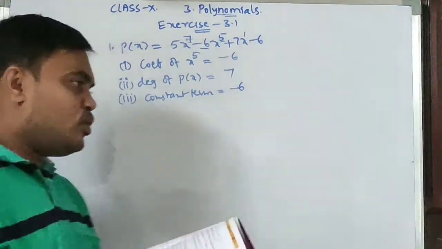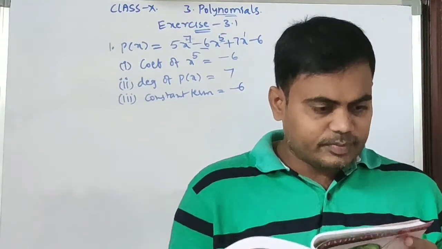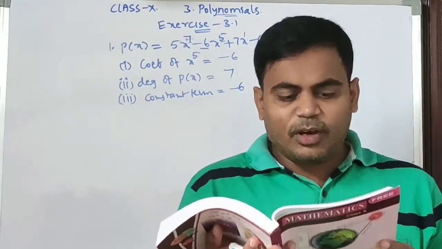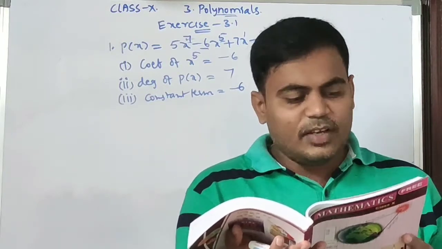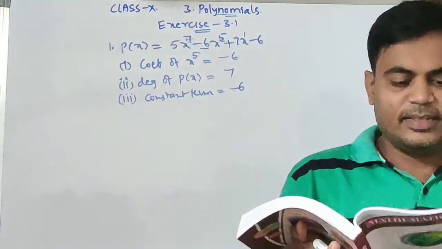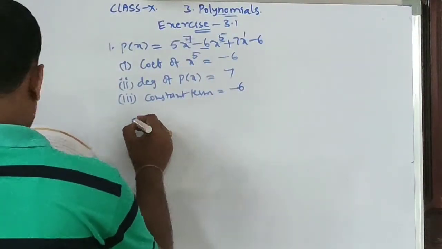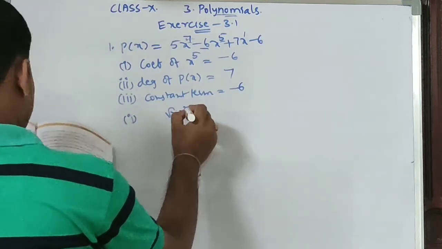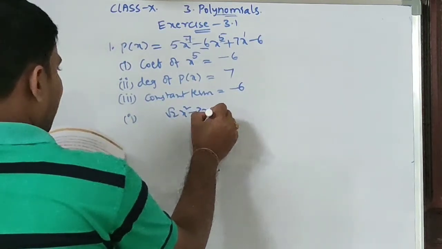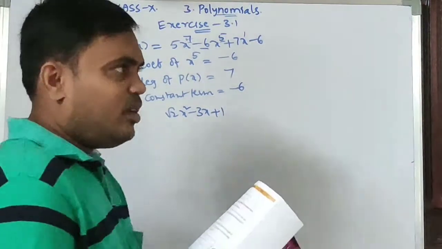Next, second question. All of you see the textbook. State which of the following statements are true and which are false. Give reason for your choice. The degree of the polynomial root 2x square minus 3x plus 1 is root 2.